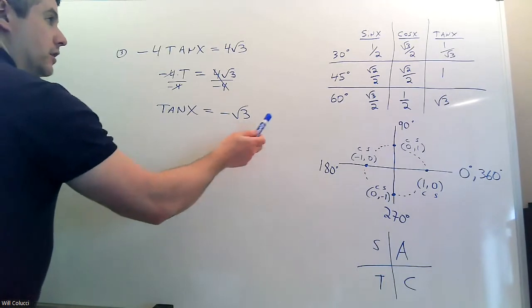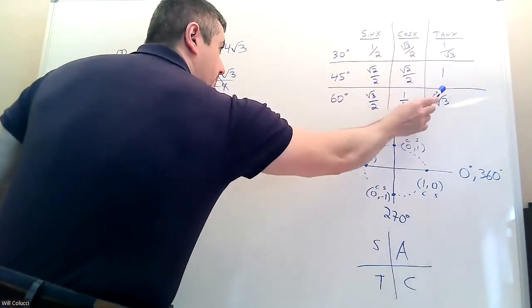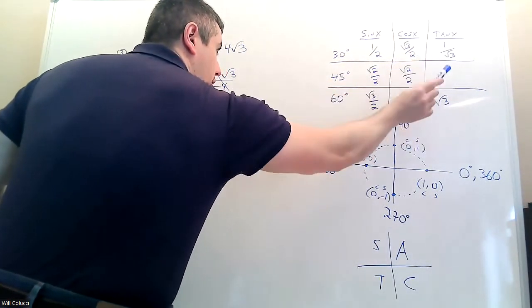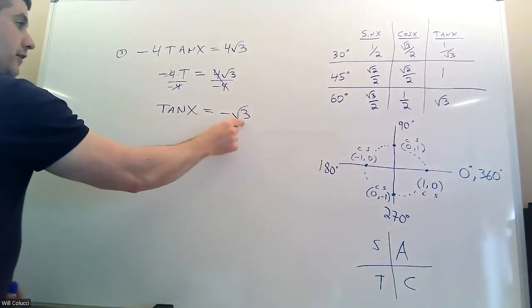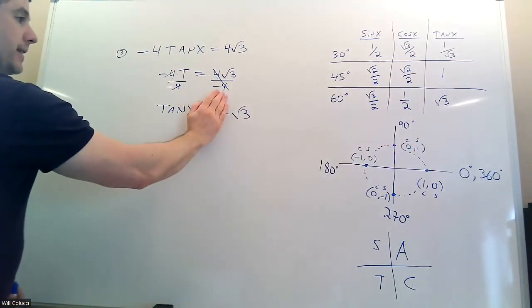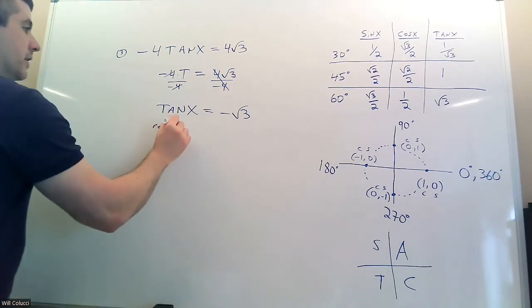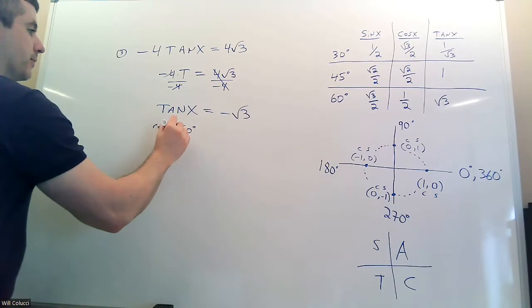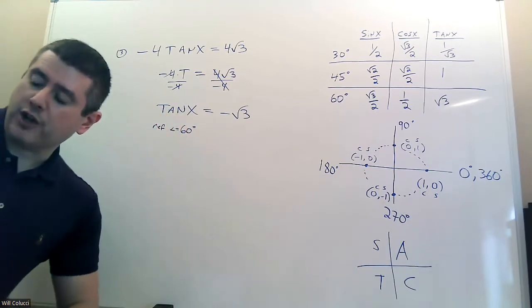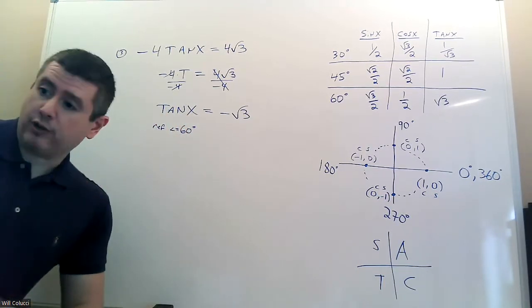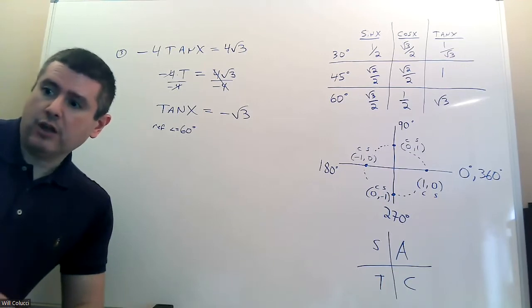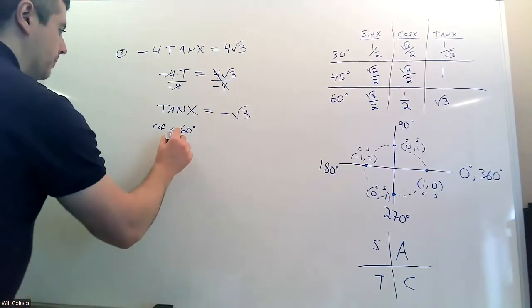So now I'm going to look on the tan side. I have 1 over radical 3 and I have radical 3. This is what I want. Again, you don't have to worry about the negative yet. So my reference angle is 60 degrees. I know that by looking for the number radical 3 on my chart. This is why you have the chart. It's critical you have the chart or you can't even do this. All right, so now I just have to figure out where to put it.